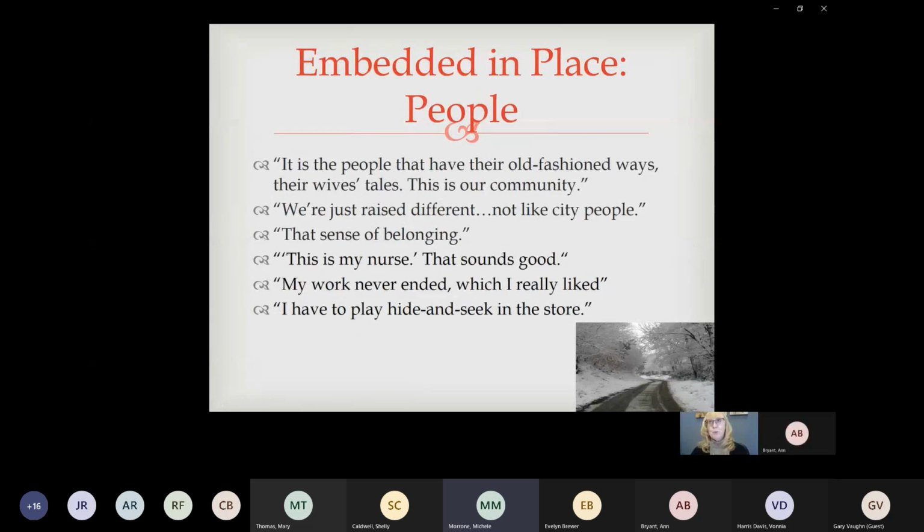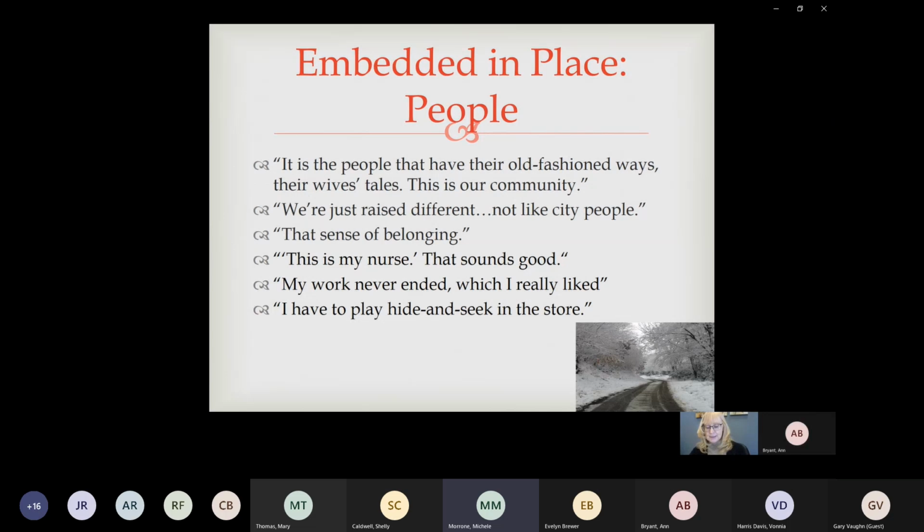The people served as a source of embeddedness. The core groups of people were family, friends, and neighbors, and they held special value for the participants. "It's the people that have their old-fashioned ways, their wives' tales. This is our community." They felt like they knew and they were known and they had unity and shared experiences. "Down here, everybody's a friend, is friendly. It's just more personal. We've all grown up together. We just raised different, not like city people." They were positive about the relationships in their community. "It's that sense of belonging."